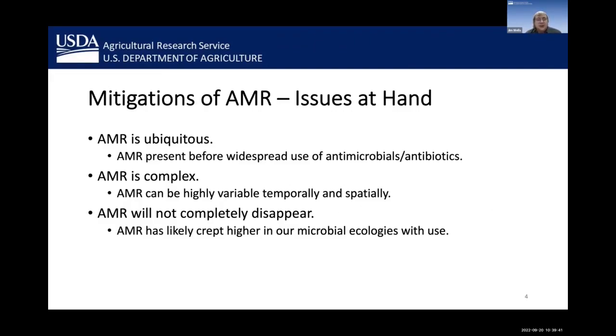It's fairly ubiquitous. Antibiotic resistance was widespread even before we started using antibiotics in animal agriculture, even for human health. It is very, very complex. It can be highly variable both in time and space, and we've seen that with a number of studies where we're trying to look at antibiotic resistance within production systems. Even if we were to remove antibiotic use in animal agriculture, antibiotic resistance would not completely disappear. From a professional standpoint, antibiotic resistance has slowly increased with time as we've used antibiotics. It's not just going to completely disappear, but there are mechanisms that we need to discover to help mitigate some of those increases and help bring that antibiotic resistance back down to lower levels.